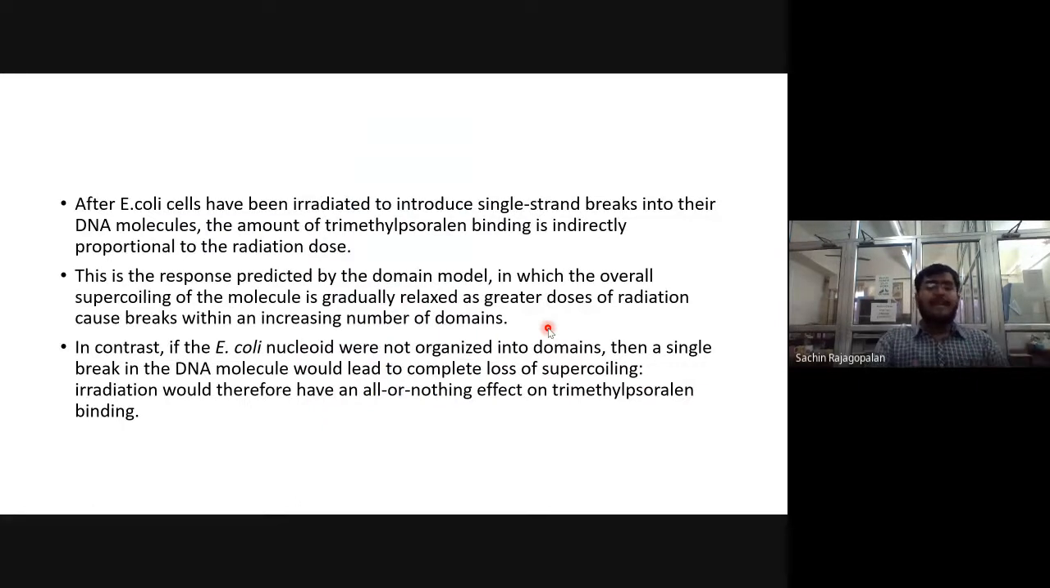So please understand that your nucleoid of E. coli is present in the form of domains. Single domains है DNA में, nucleoid में.